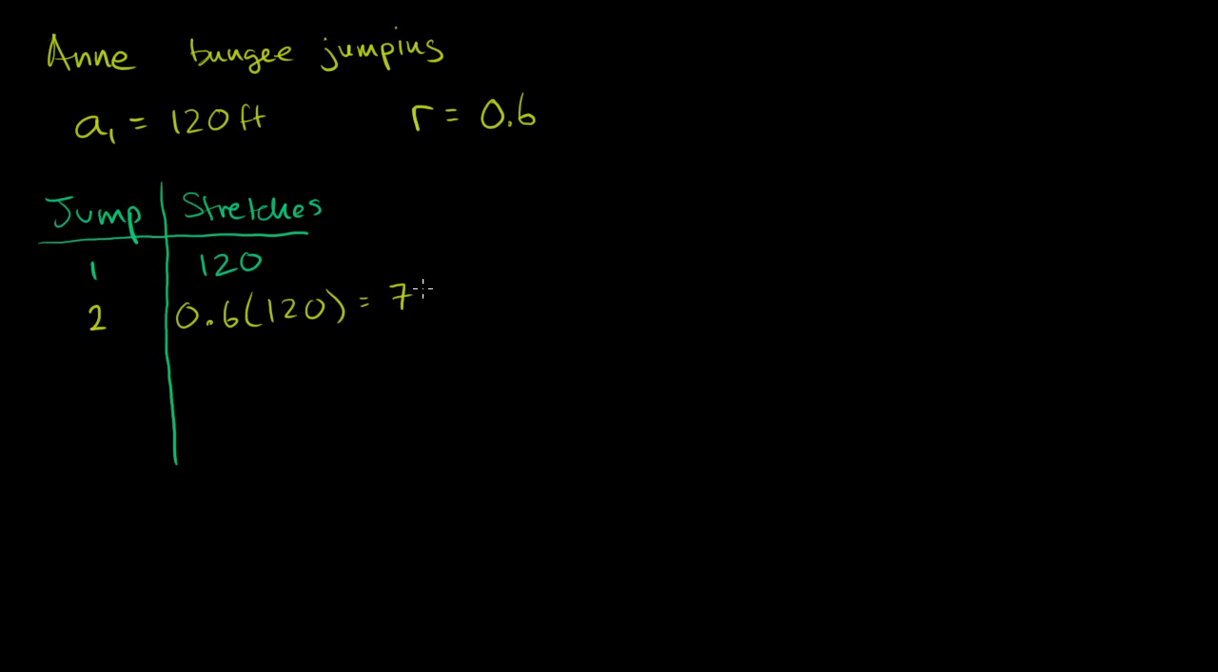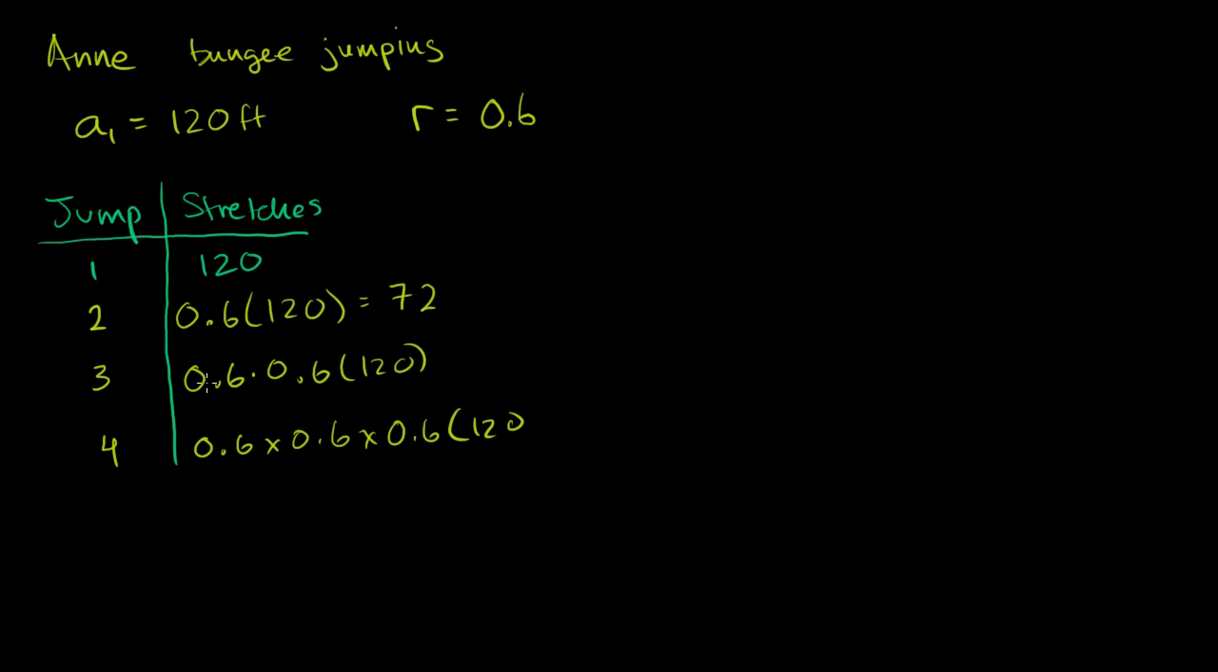That's equal to 72. Then on the third jump, we're going to stretch 0.6 of 72, or 0.6 times this. So it would be 0.6 times 0.6 times 120. And then on the fourth jump, we're going to have 0.6 times 0.6 times 0.6 times 120. 60% of this jump. So every time we're 60% of the previous jump.